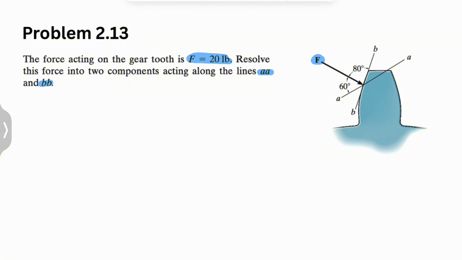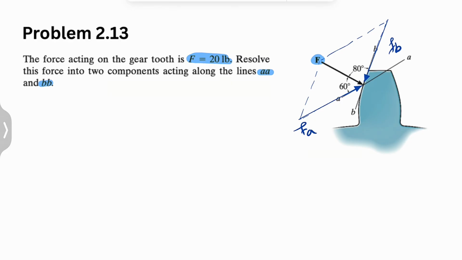So basically we have two axes that are not perpendicular to each other, and we need to resolve this force on these two axes. So what we're going to do is that basically this F is the resultant of FA and FB, and FA would be the component acting along AA and FB would be the component acting along BB. So we're going to use the parallelogram rule, and we're trying to make a parallelogram here. So I'm just going to continue the lines to make that parallelogram, and from here this will be our FA and this will be our FB.